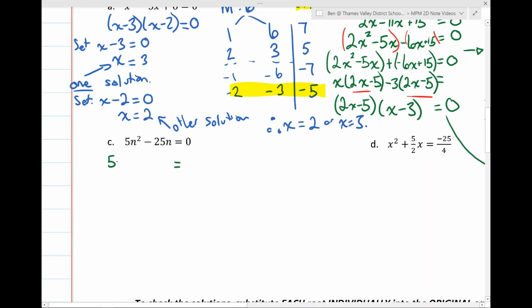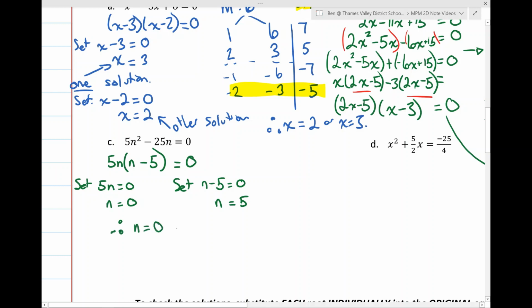My greatest common factor is 5n, leaving me with n minus 5 here, equals 0. Then again, I'm setting each factor equal to 0. So first off, we'll set 5n equal to 0. That means that n equals 0 if I divide both sides by 5. And I can also set n minus 5 equal to 0, and that tells me if I add 5 to both sides, n equals 5. So therefore, n equals 0 or n equals 5.